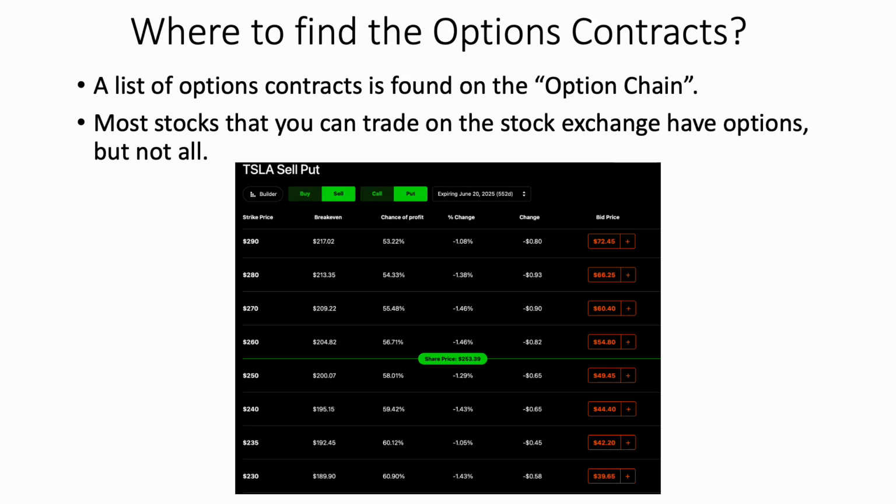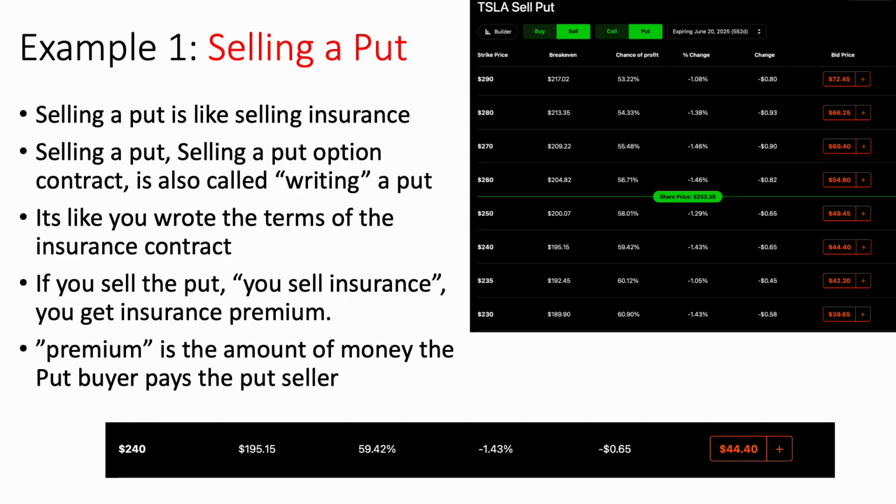All right, so where do you find the options contract? Well, the list of options contracts is found on the option chain. So you're going to go to the stock that you want to trade, like in this case it's Tesla. You're going to click trade options, and there you go, you have an options chain. Now we're going to look at an example of selling a put. So you see all those things going across. Let me turn on my pointer here. You can think of these as different options contracts.